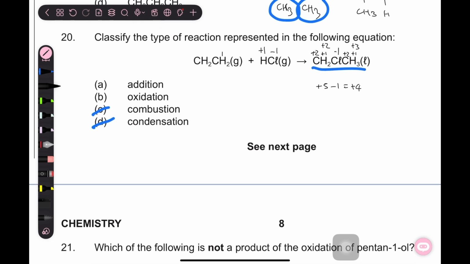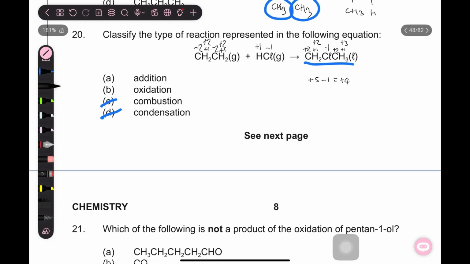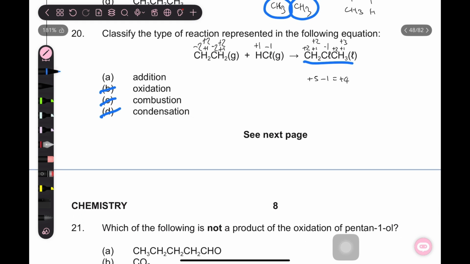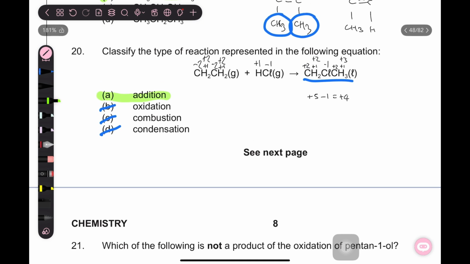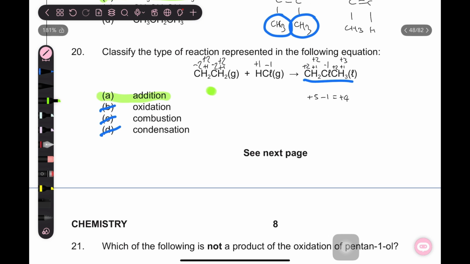And if we really wanted to check, we could go +1, +2, +1, +2, and then we would have a -2, -2. And that can happen because carbons can have various different oxidation numbers. So therefore we know it's an addition reaction, which also makes sense for this reaction because we've got one reactant adding to another reactant to produce one product.